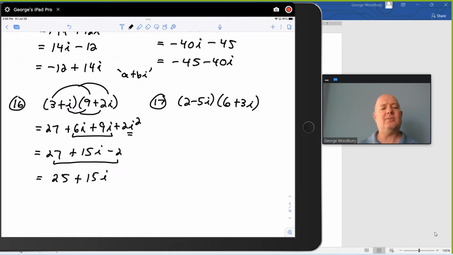By the way, I haven't said this yet, but we can't add the 25 and the 15. The 15 is being multiplied by i. That prevents us from adding it to the 25.